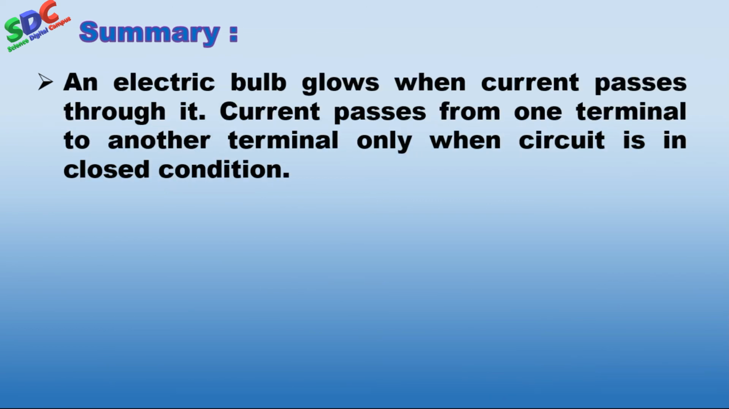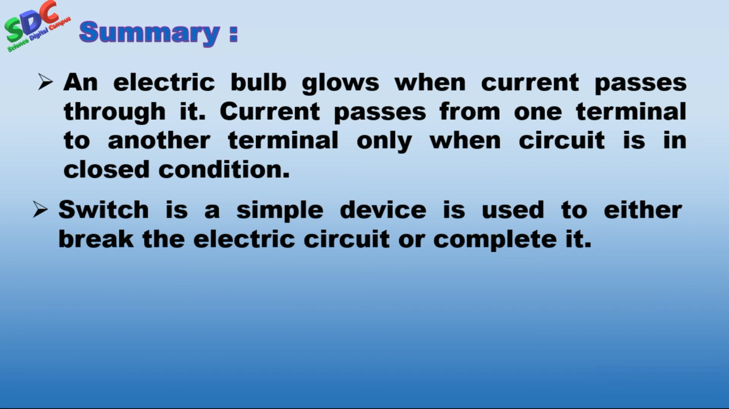An electric bulb glows when current passes through it. Current passes from one terminal to another terminal only when the circuit is closed. A switch is a simple device and it is used to either break the circuit or to complete the circuit.